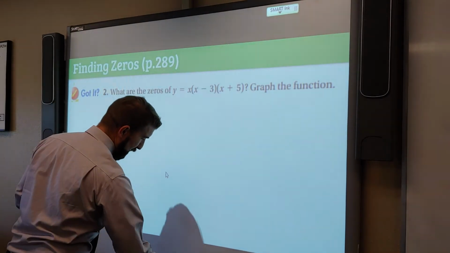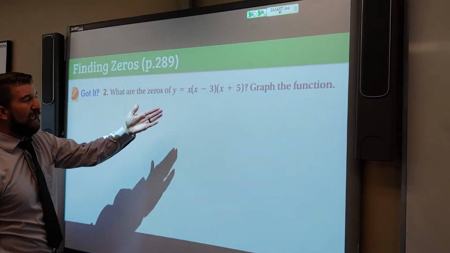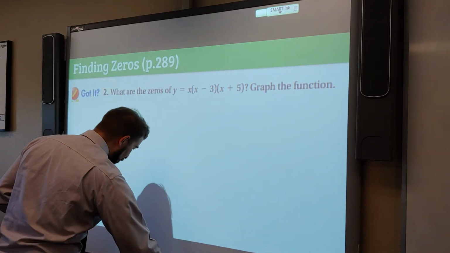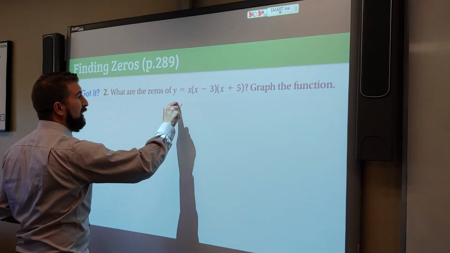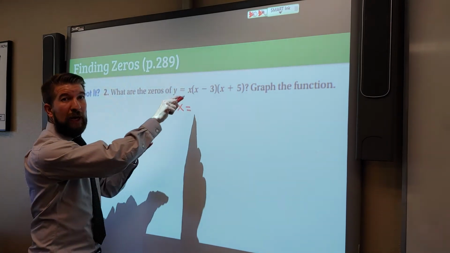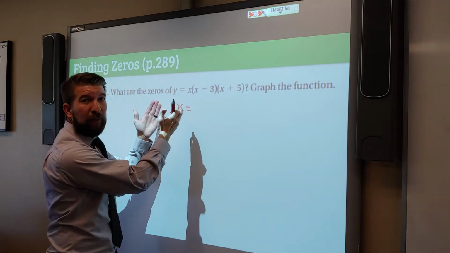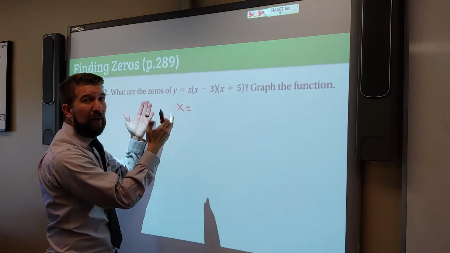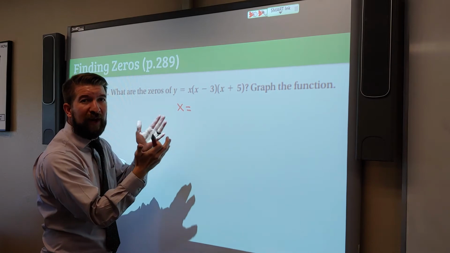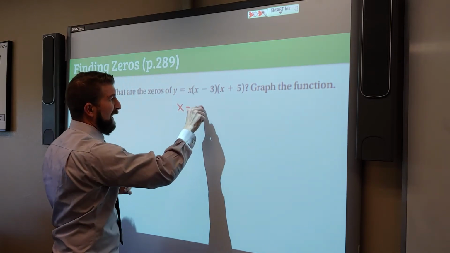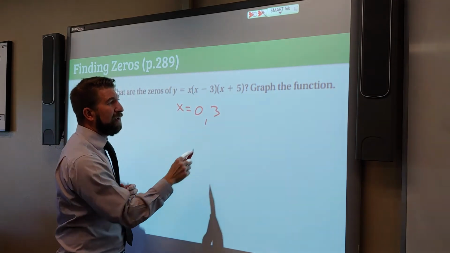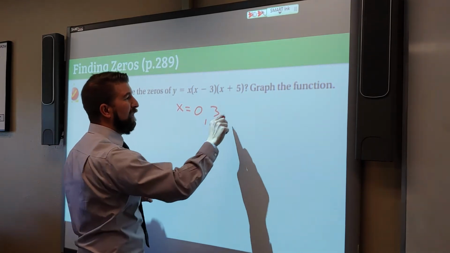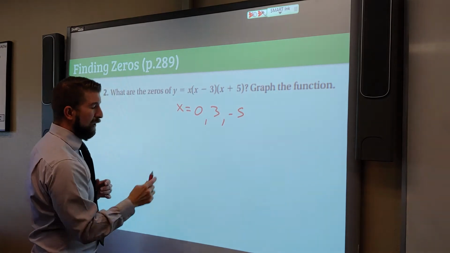So let's look at this example. It wants me to find the zeros and then graph it. So I'll use red to find my zeros. So x, what number is in there with the parentheses with this x? Nothing. The numerical value of nothing is 0. So I can say x equals 0. I drop the number, switch the sign for -3, that's 3. Drop the number, switch the sign for 5, that's -5. So those are my x's.